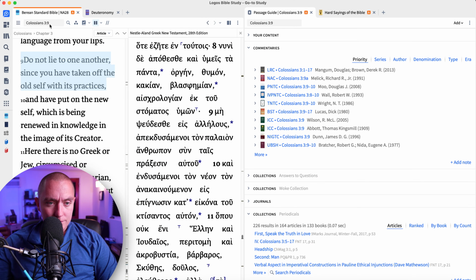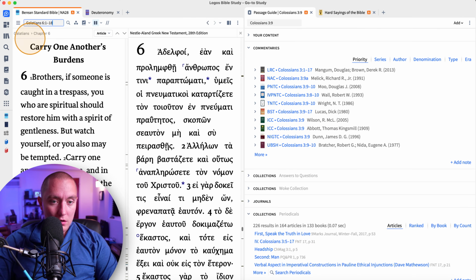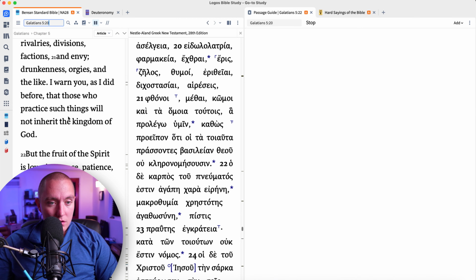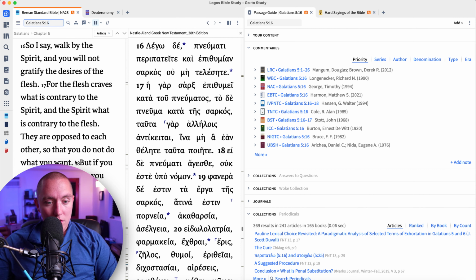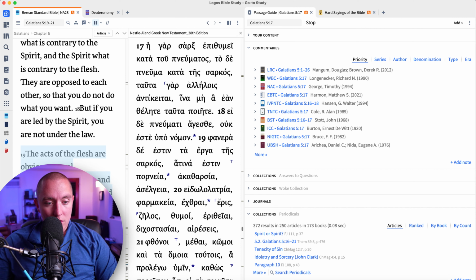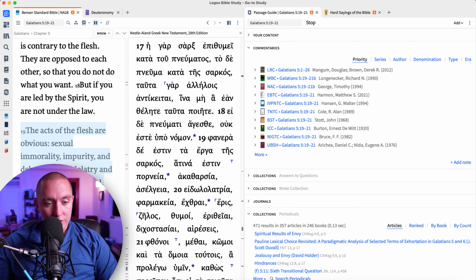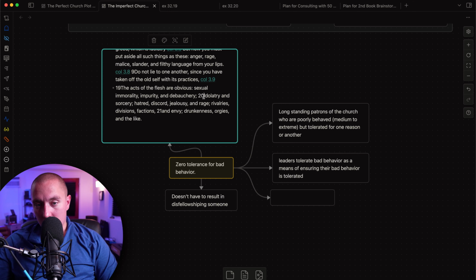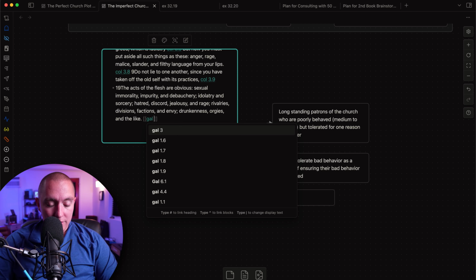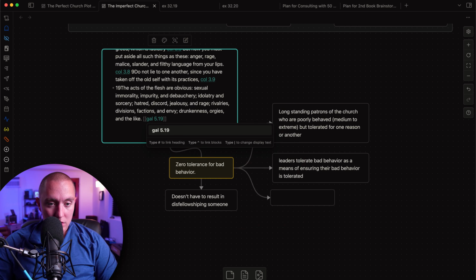Let's look at Galatians 5. Here it is. The acts of the flesh are obvious. I'm just looking up some of the laundry lists of bad behaviors. These are specifically places that talk about this. One moment. Let's see if I can do this Bible linker. Yeah, I can't do Bible linker. So this will be Galatians 5:19 through 21.